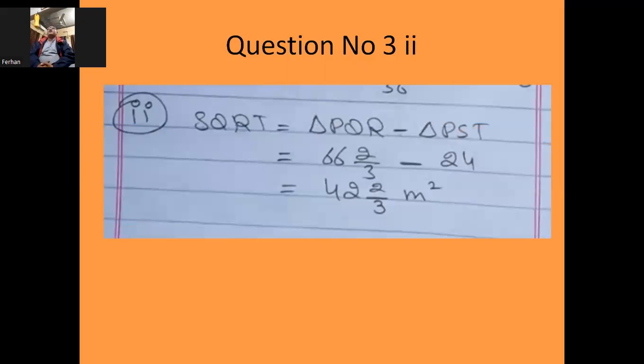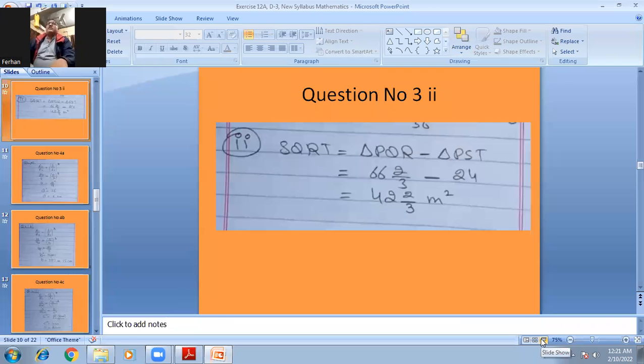In the second part of question number 3, they want you to find out the area of that trapezium SQRT. So the method is very simple. From the big triangle, subtract the small triangle's area. You will get the area of that trapezium. So the area of the big triangle is 66 2 by 3 minus the area of the small triangle, which is 24. So you will be left with 42 2 by 3 meter square area. So this is how you will do question number 3. Hopefully you understand.